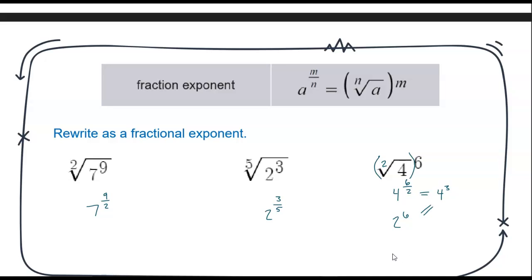You believe it? Because we have this rule, the power of a power rule, that looks like this: 2 squared to the 3rd. That would be multiplying the exponents. 2 times 3 is 6. But 2 squared is just 4, so this is the same thing as 4 to the 3rd. Both of these answers are equivalent, 2 to the 6th and 4 to the 3rd. Both of them would be considered correct.